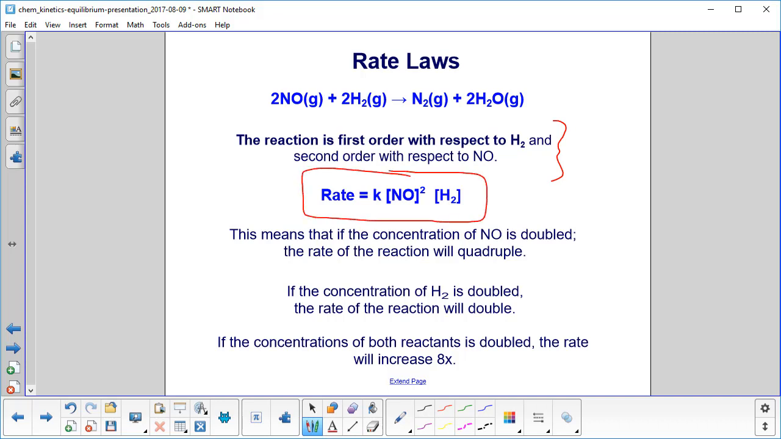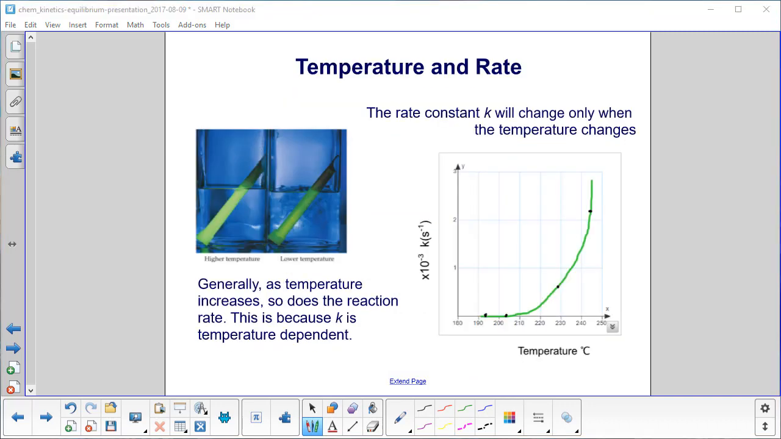This means that if you double the concentration of nitrogen monoxide, the rate of the reaction will quadruple. If the concentration of hydrogen is doubled, the rate of the reaction will double because it's only first order. If the concentrations of both reactants are doubled, the rate will increase 4 times 2, which is 8. The rate constant, little k, will change only when the temperature changes.